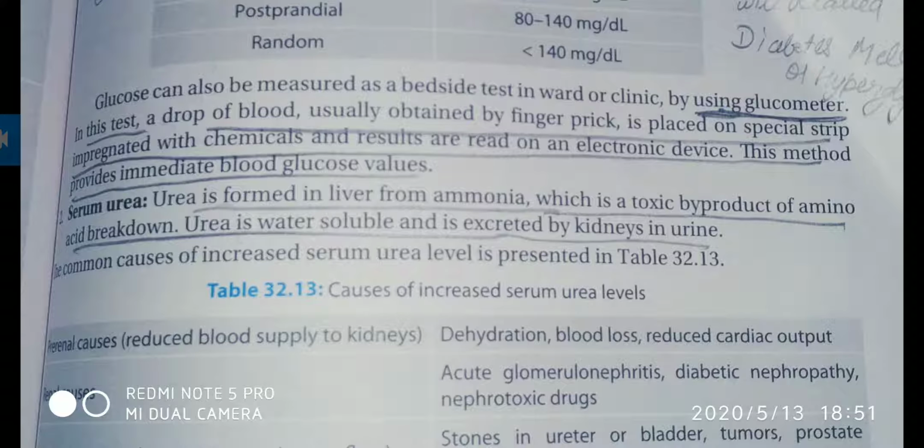So this blood biochemistry test has three types. First is plasma glucose estimation, in which the fasting, postprandial and random samples come. Then there is serum urea, and the third one is serum creatinine. Let us see how the serum urea level increases.